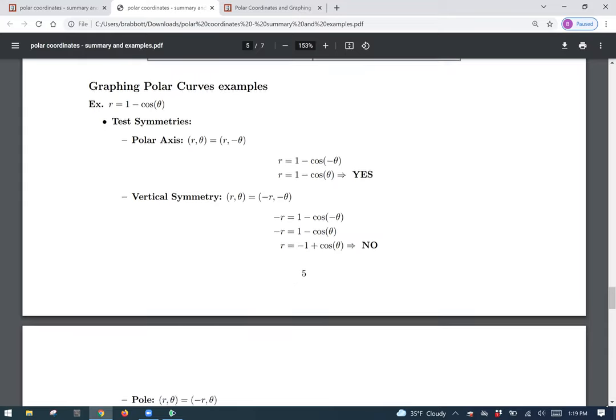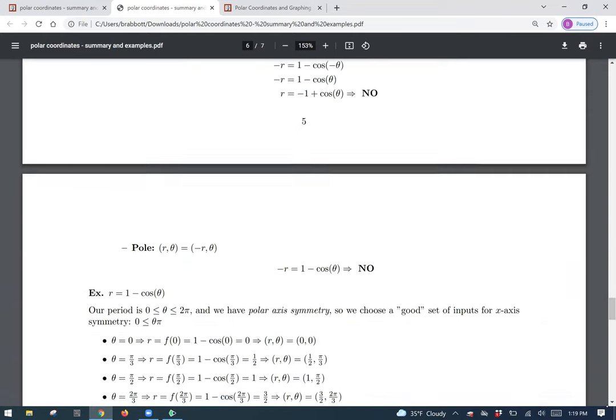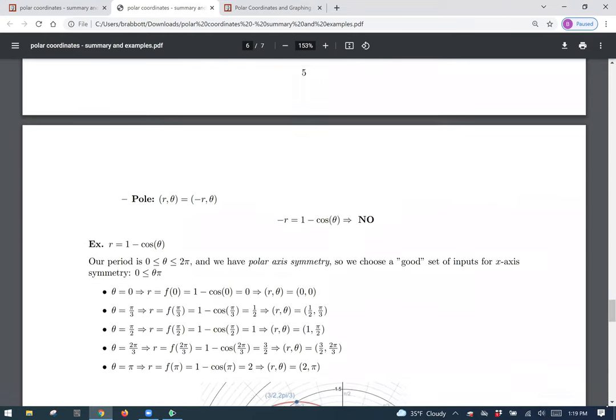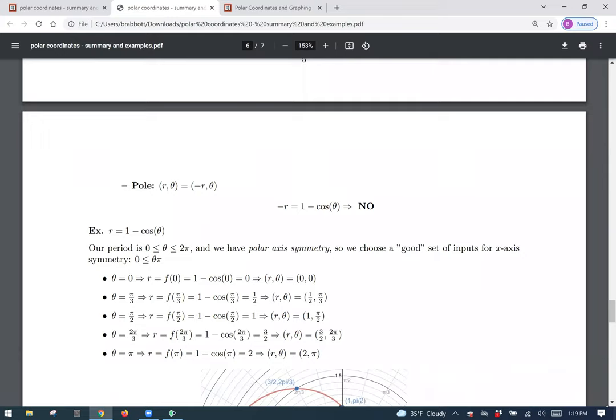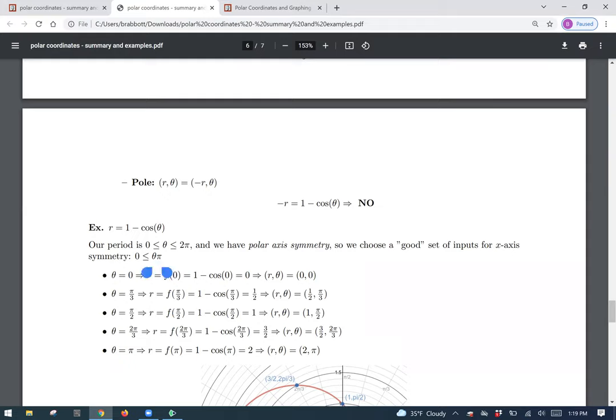So it fails the vertical symmetry test and fails the polar symmetry test. And so we've decided that our polar axis of symmetry would be important. So we'll look at theta values from 0 less than theta. And I don't have my controls, I can't write it, but right here, that's 0 less than theta less than pi. Folks, I left a less than or equal to out.